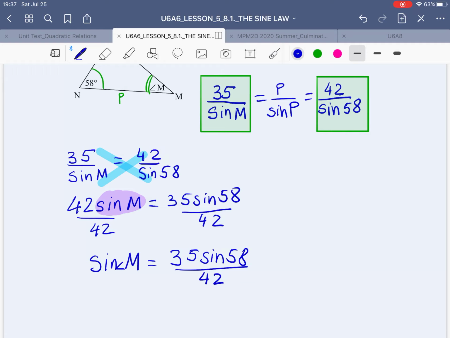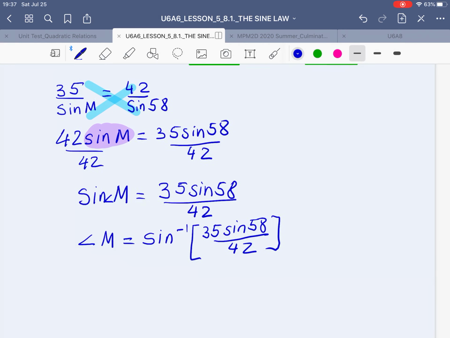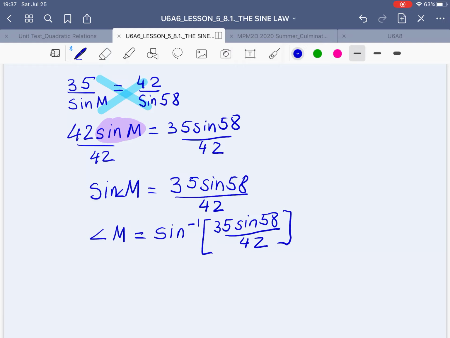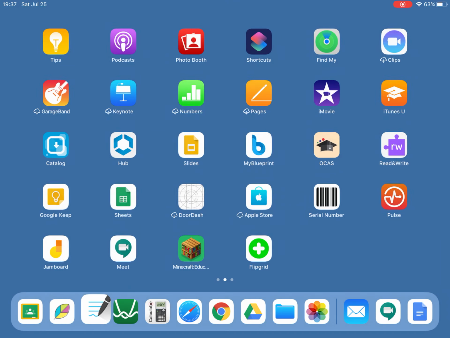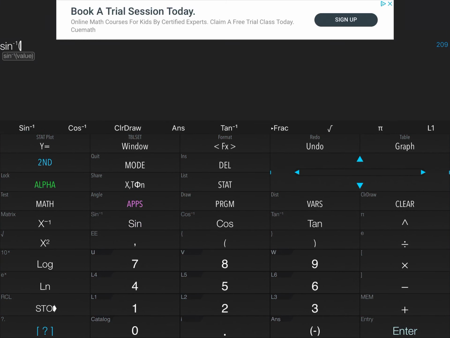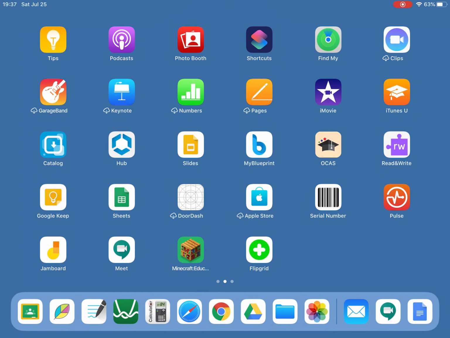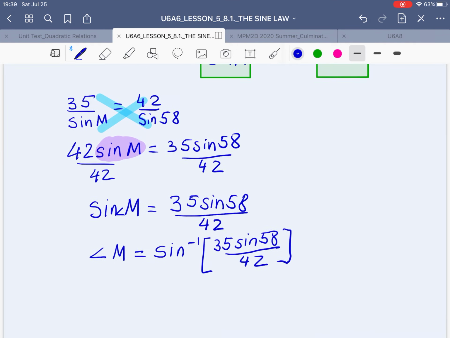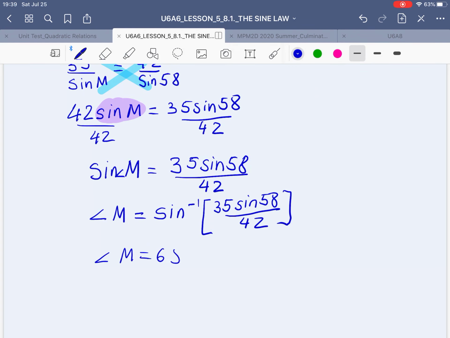Now remember, you're not finding the sine ratio. We are finding here actually the angle itself. So one more step here. We're going to write angle m equals inverse sine, and then 35 sine 58 divided by 42. So I'm going to go to my calculator now and evaluate this expression. So we'll go second sine 35 times sine 58 divided by 42, and close the brackets, and we get 68.056, to the nearest degree. So angle m is 68 degrees.